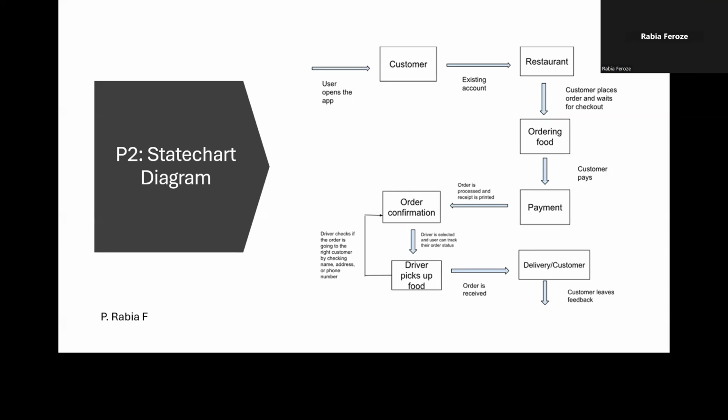From there, the driver checks if the order is going to the right customer by checking the name, address, or phone number. The driver then drops it off at the customer's house, which also means that the order is received on their end. After delivery, if the customer is satisfied, they would leave feedback or a tip.